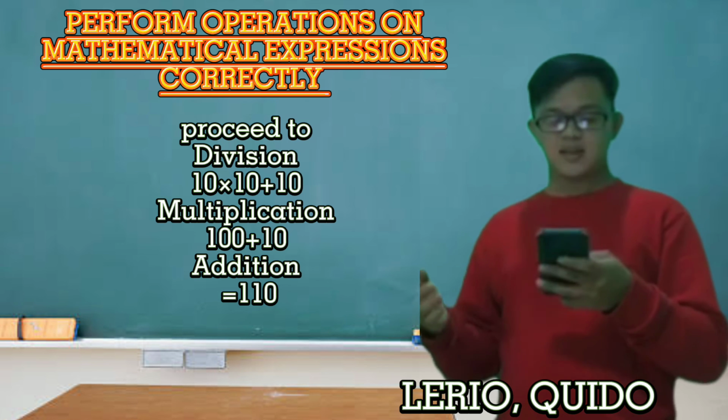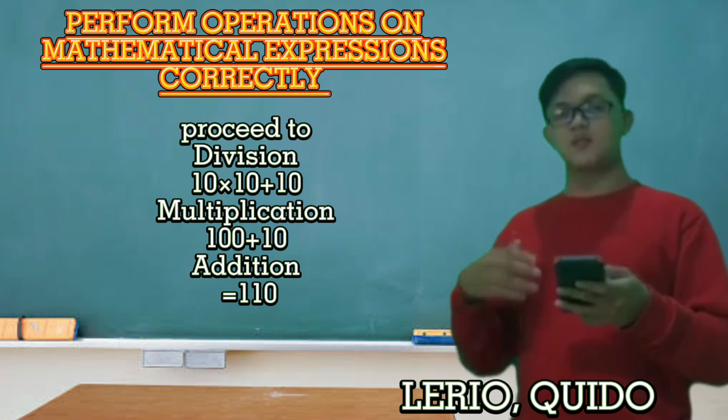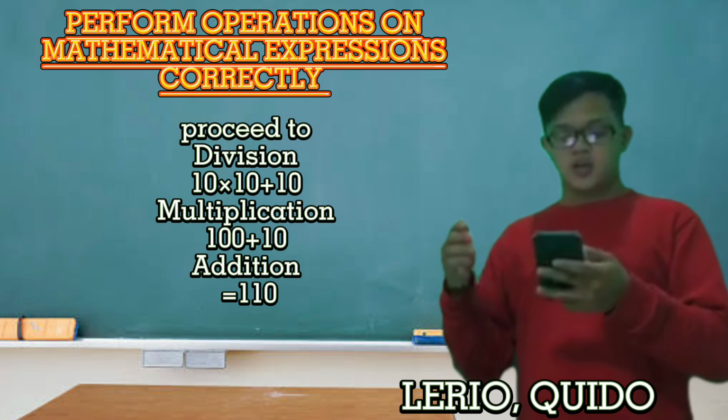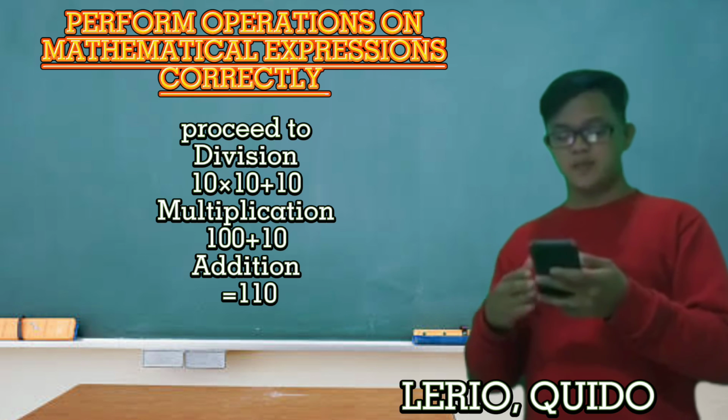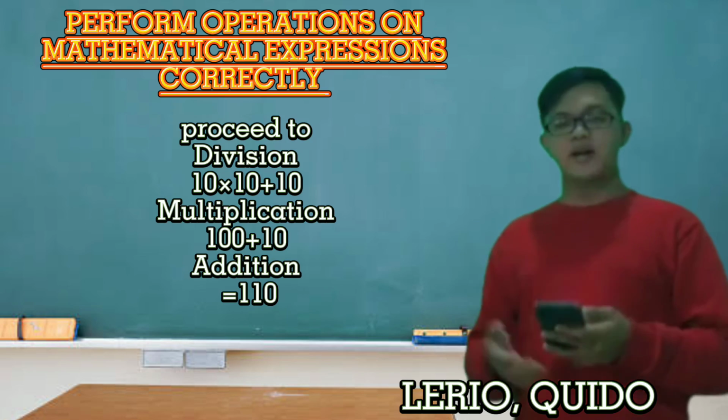The result is 10 times 10 plus 10. And let's move on to multiplication. So 10 times 10 is equal to 100, plus 10. So the result is 110.